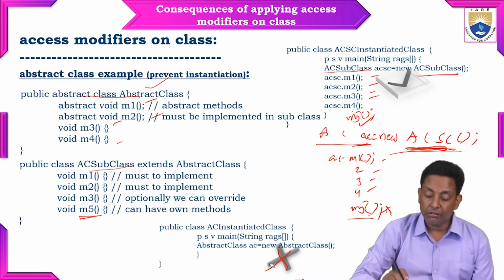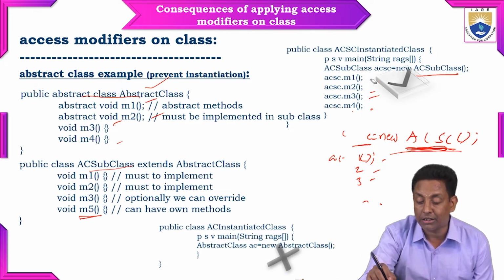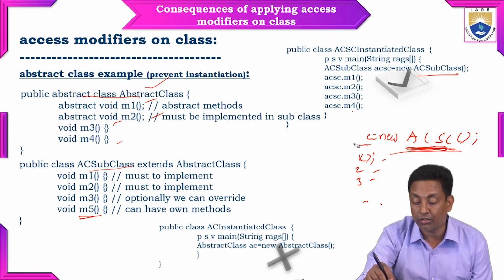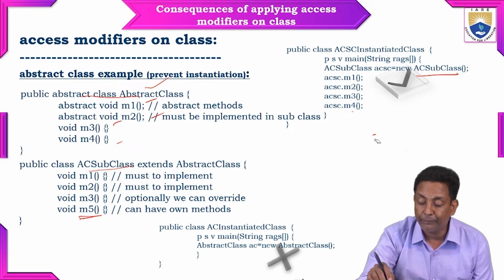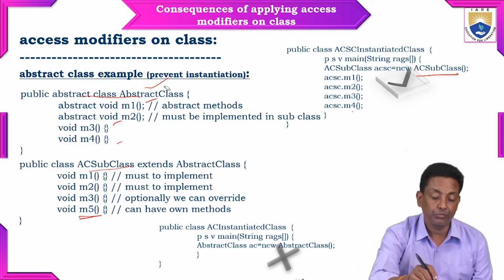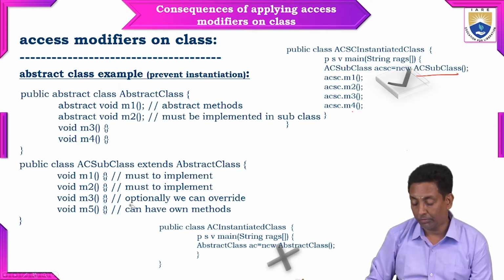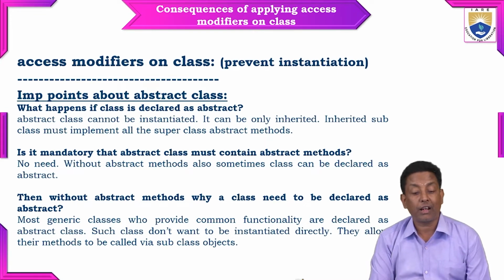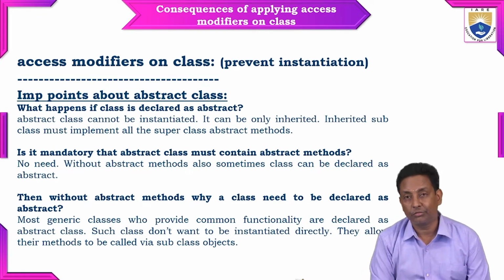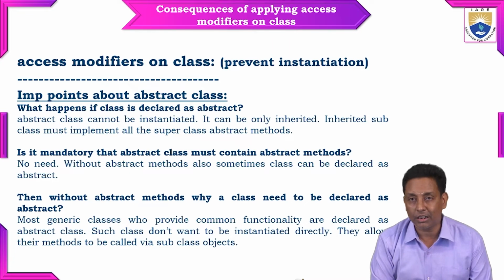Okay. So this is regarding the whole abstract class. When to declare, what to do if an abstract class is written without abstract methods, why a class needs to be declared as abstract, they were all discussed here. Important points about abstract class. What happens if a class is declared as abstract? If a class is declared as abstract, it cannot be instantiated.